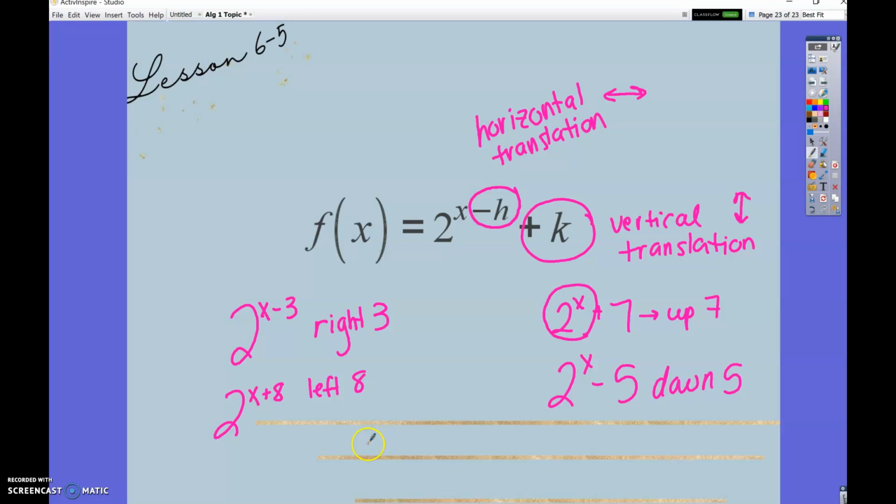You can do combinations of movements. So if I gave you a function of 4 to the x minus 2 plus 5, it would be your original 4 to the x exponential function moved up 5 and right 2. That's our basic discussion on exponential function translations.